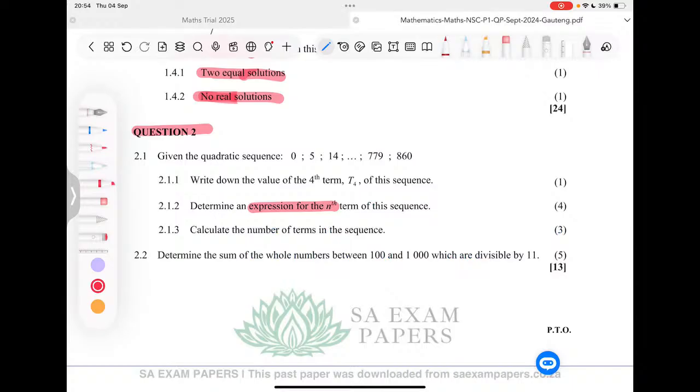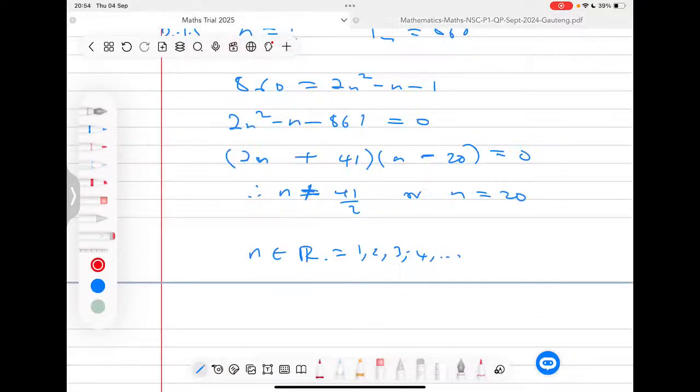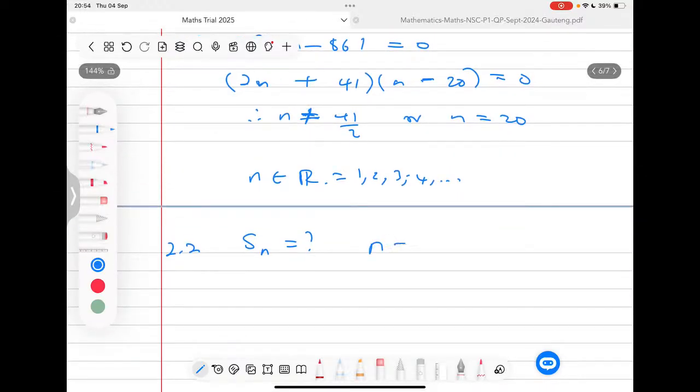Now we are going to move along to the next question, which is 2.2. It says to determine the sum of the whole numbers between 100 and 1000, which are divisible by 11. So there's a lot of things that are happening here. What we are required to determine under 2.2 is to find the sum, right? We have to find the sum. But the tricky thing is that we don't have the number of terms as well, because we don't know what term we are at. So that's one thing to know.